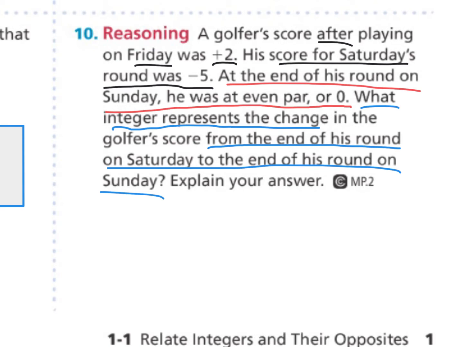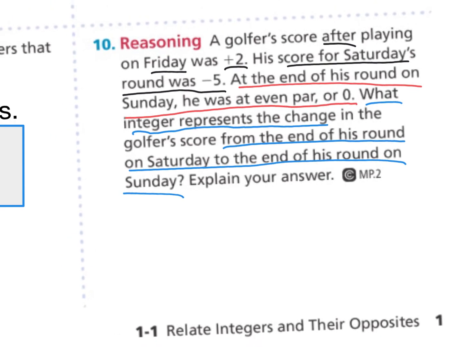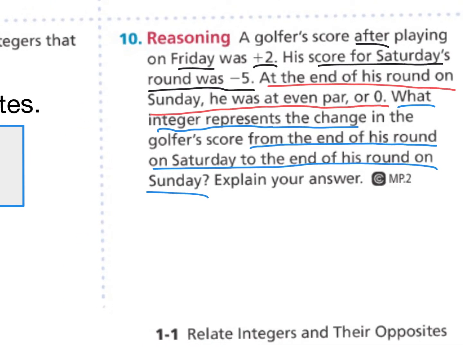So one thing we can think about, if he ends up at 0, basically we have opposites. If we had two numbers, they'd be opposites that would add up to 0. So if we have -5, we had a +2. One way of thinking about it is we've got these opposites that add to 0.